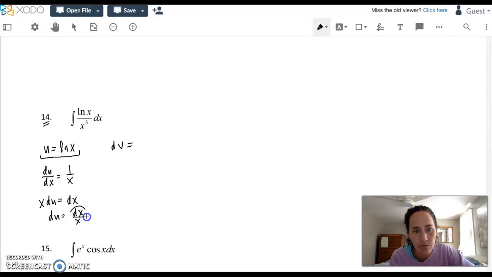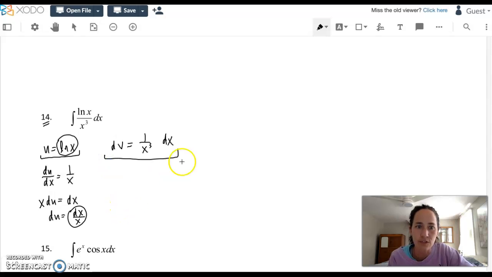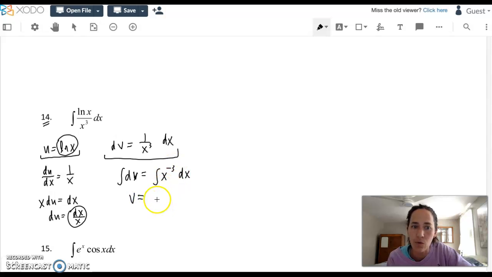We'll leave that there. Then, as you keep going for the next part, the dv, just be careful. You have a 1 over x cubed. That's what I'm going to call it. 1 over x cubed, and the dx that needs to go with it. That's a good choice for dv. Then when you integrate both sides, you're really integrating x to the negative 3 with respect to x. So for your side work, you get v equals, let's go 1 power higher, 1 over negative 2, x to the negative 2.